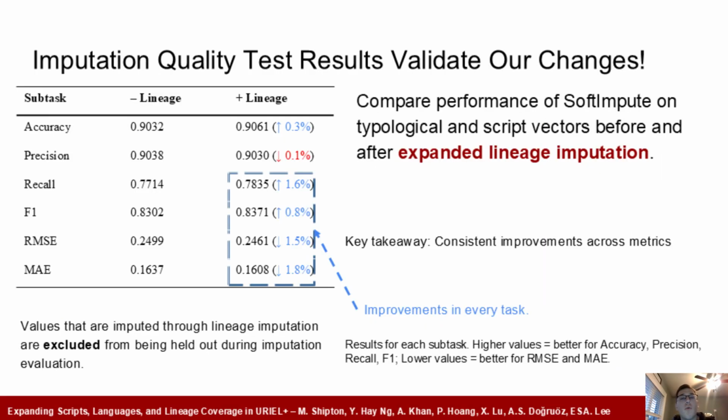Next, we evaluate the quality of our imputation following our changes. We compare performance before and after applying our lineage-based approach. Across metrics like accuracy, recall, F1, RMSE, and MAE, we observed consistent improvements. The key takeaway here is that our approach does not simply increase coverage, it also improves the quality of the imputed data, which overall should benefit downstream tasks.